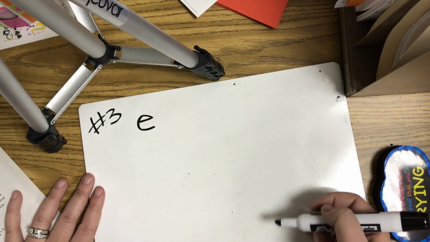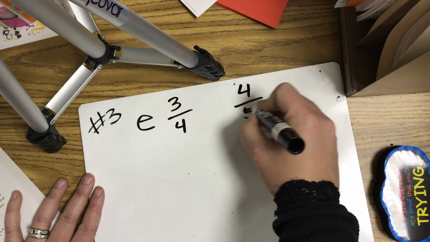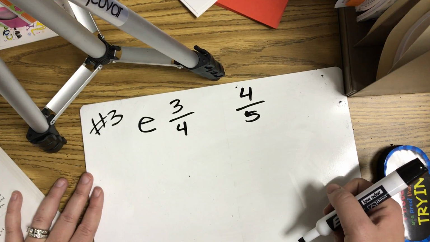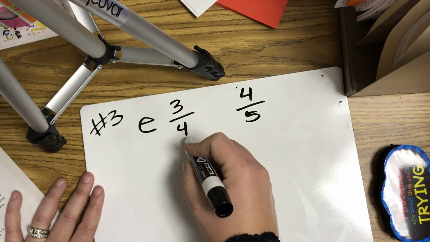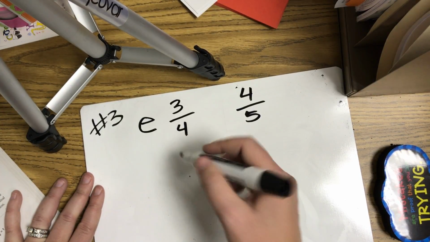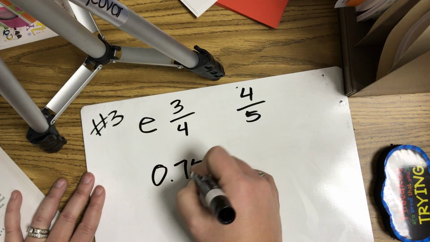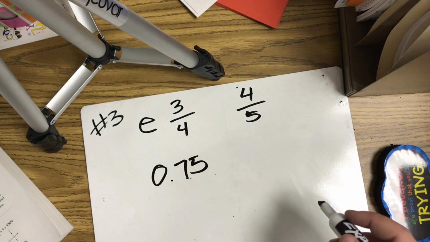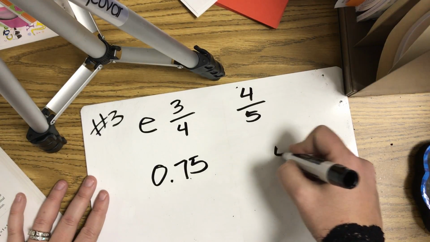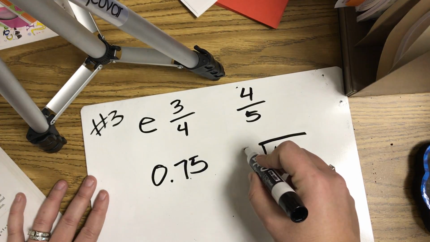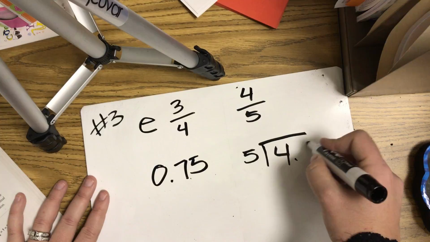Okay, for E, I have 3/4 and 4/5. Here I could just divide. So this one I know as a decimal. We've done that a lot. 3/4 of a dollar. You have 3/4 towards your dollar. So 75 cents, 0 and 75 hundredths. 4/5, you might have to divide. Or, well, let's just go with this method since we started it.